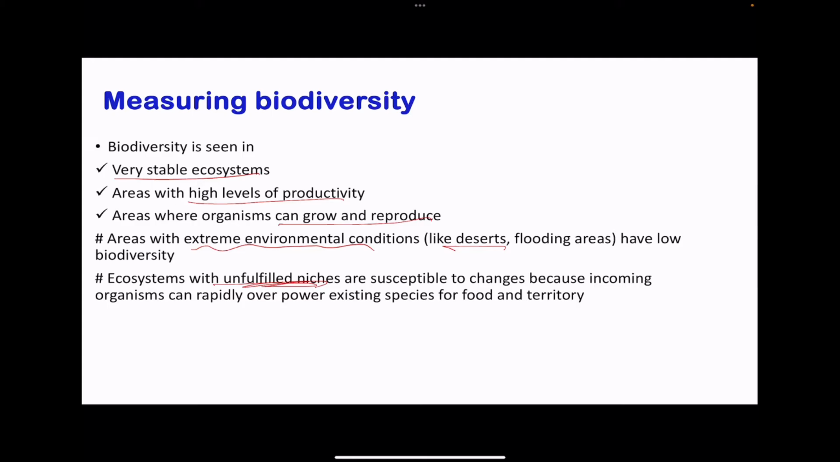be susceptible to incoming organisms that can rapidly overpower those that are existing. And actually, these incoming organisms can have a greater effect on the survival of the organisms that are already existing there, and therefore can affect or have an effect on biodiversity. This includes if they're predators and so on.